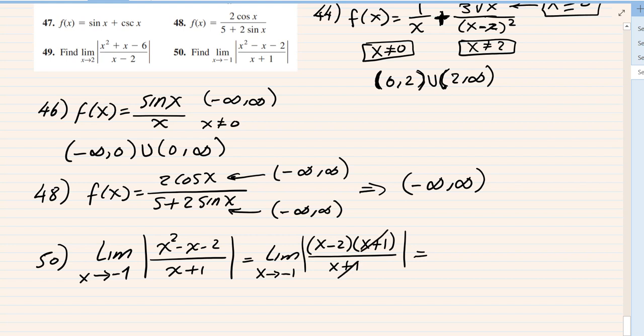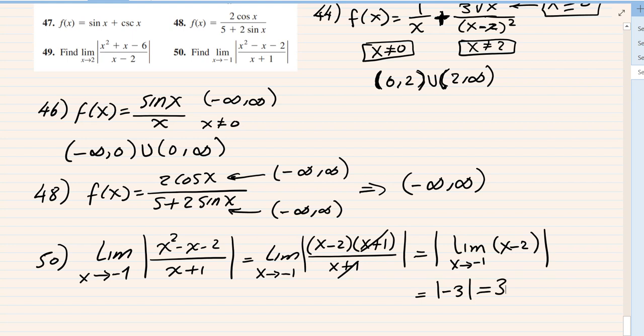Now remember, the limit of an absolute value is the absolute value of the limit. So we're going to take advantage of that theorem and just evaluate the limit of x minus 2. Plug in negative 1 for x, we get negative 3. So the answer is the absolute value of negative 3, or 3 in this one.